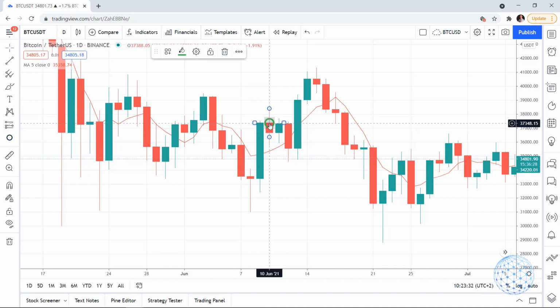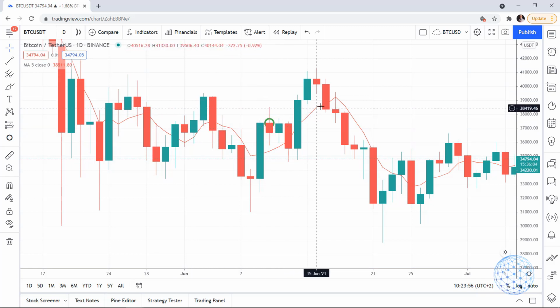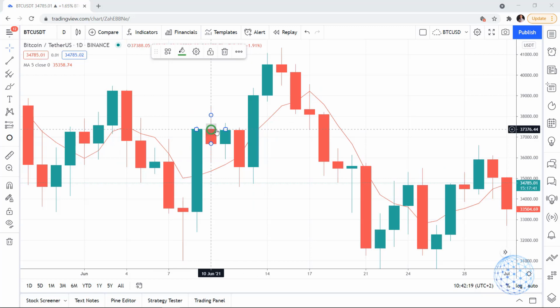This is a red candlestick, which means that the opening is on the top of the body of the candlestick, and if I put the mouse on it, you will see exactly the four values of the open, high, low and close. On every candlestick, if I put the mouse on TradingView, you can see the four values. So the opening of this candlestick, for example, was at 37,388.05. Let me zoom the chart so we can see it clear.